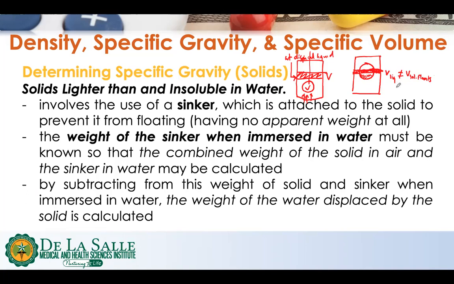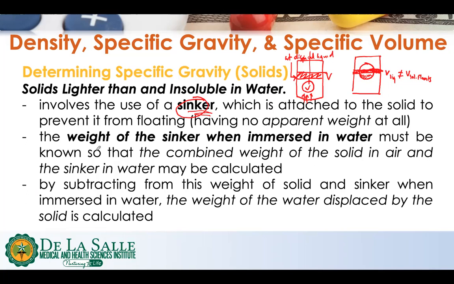But there is a way for us to be able to use the displacement method in determining the specific gravity of solids lighter than and insoluble in water. And that involves the use of a sinker. The sinker will be attached to the solid to prevent it from floating, and it will have no apparent weight at all because we need to know the weight of the sinker when it is immersed in the liquid. So we will be subtracting that weight of the sinker when immersed in the water.